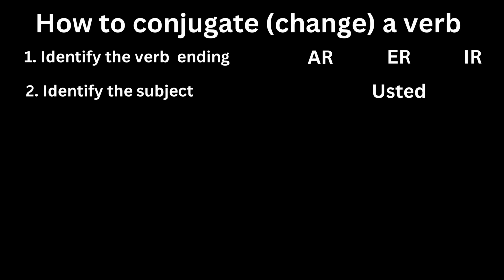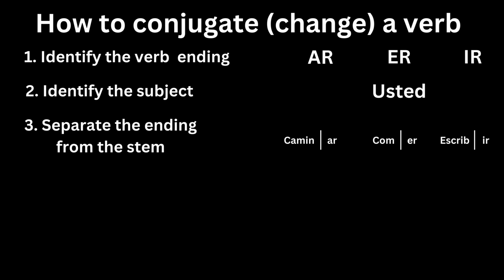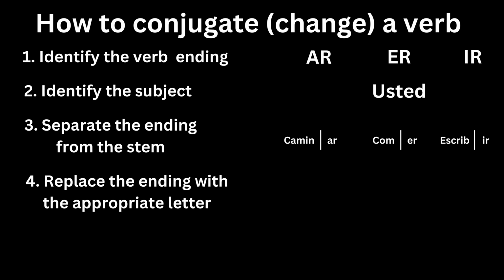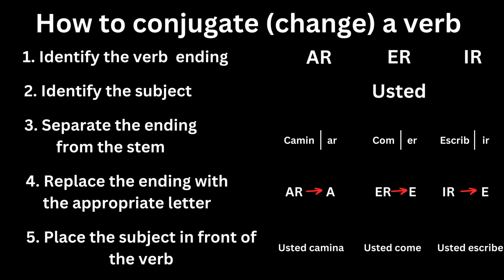Step 3, we separate the ending from the stem. And step 4, we replace the ending with the appropriate letter. So for AR, we replace it with A. With ER, we replace it with E. And with IR, we also replace it with E. And then step 5, we place the subject in front of the verb.